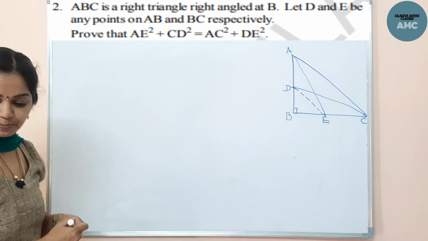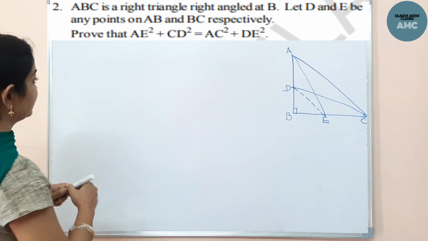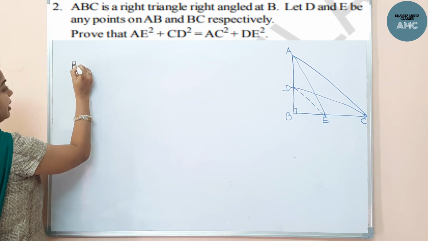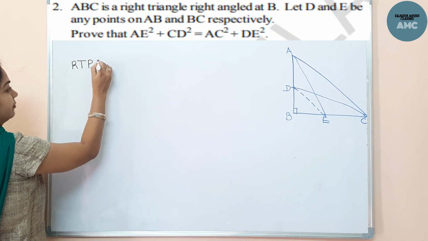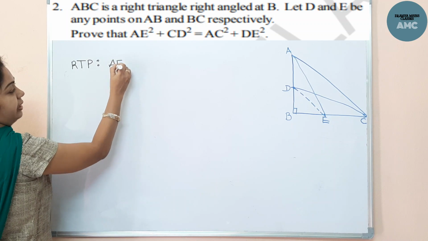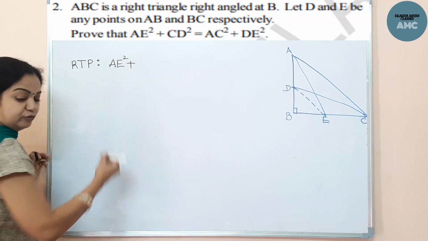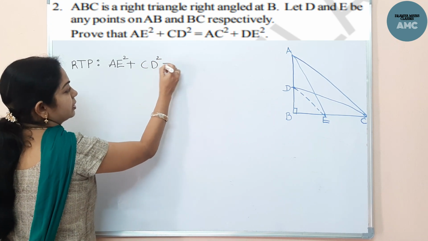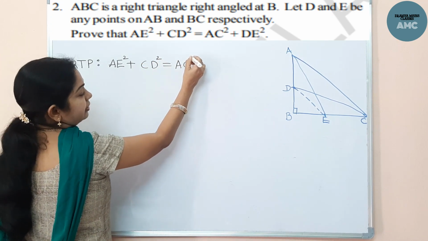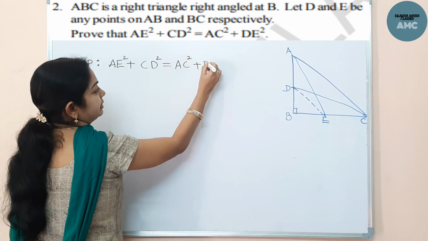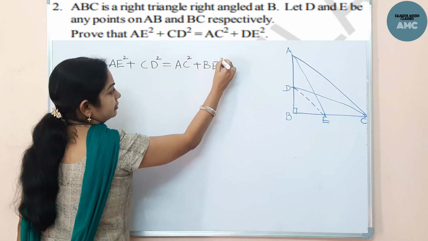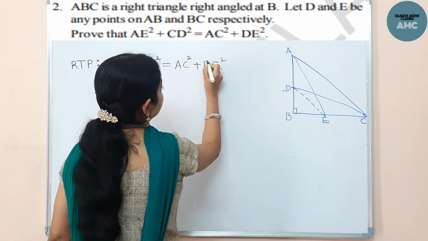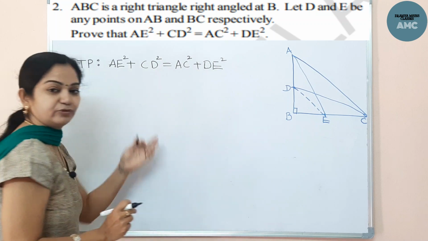So, we need to prove, now required to prove. Let us write required to prove, RTP, also here. Given AE square, we have to prove this: AE square plus CD square is equal to AC square plus DE square. This is D. Okay, so we have to prove this.